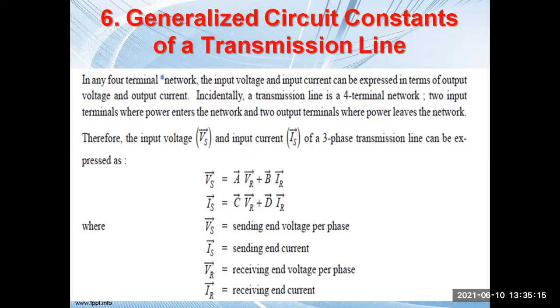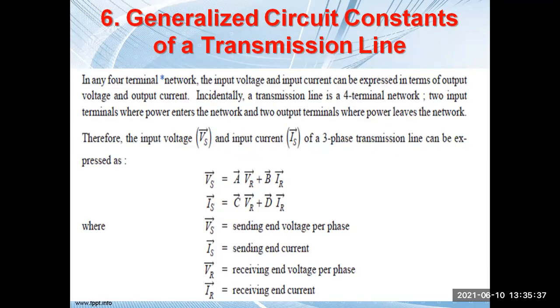Now, every transmission line needs to be represented with the help of four parameters, which are known as the ABCD parameters. Okay, so now we'll study this. In any four terminal network, the input voltage and input current can be expressed in terms of output voltage and output current. This is basically the thought process.